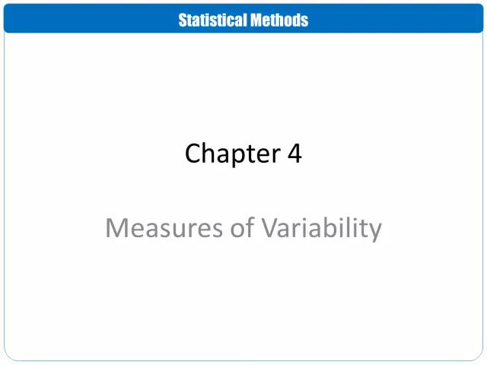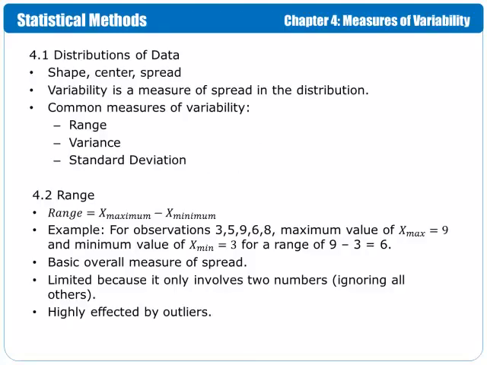Chapter 4. Measures of Variability. We mentioned in the previous chapter that distributions of data include shape, center, and spread. Variability is a measure of the spread of the distribution. Common measures of variability include the range, the variance, and the standard deviation.